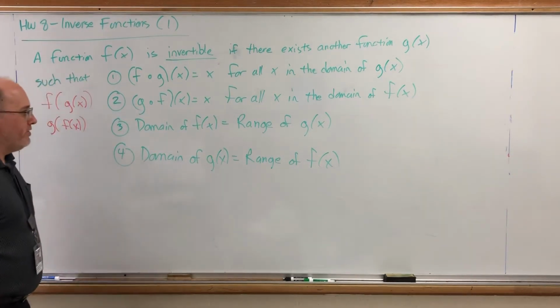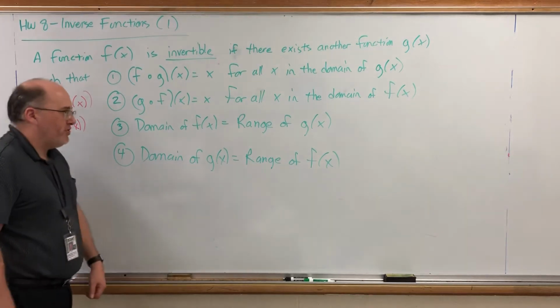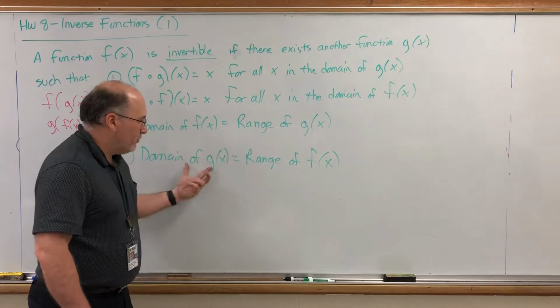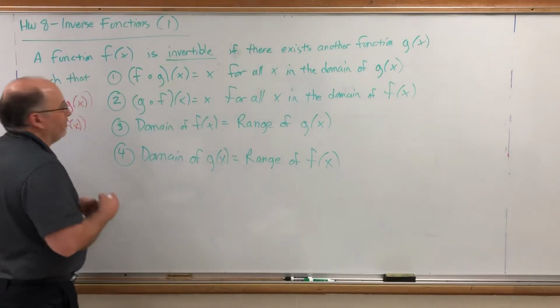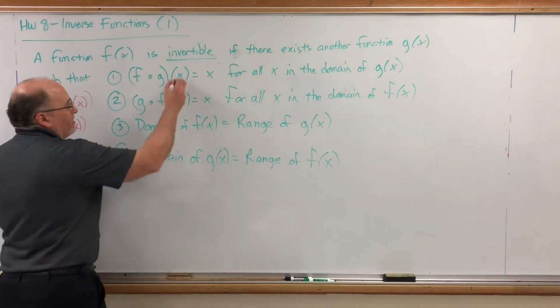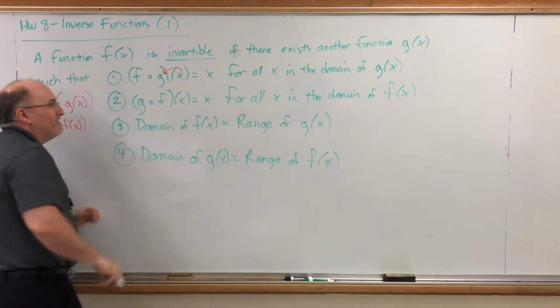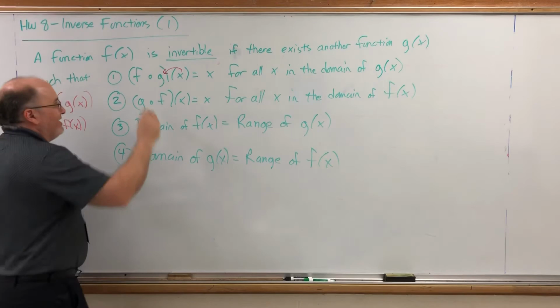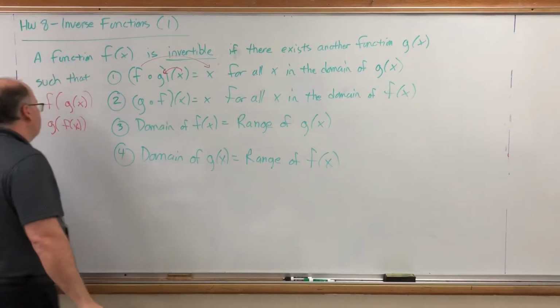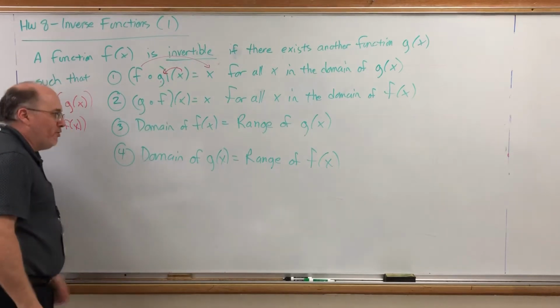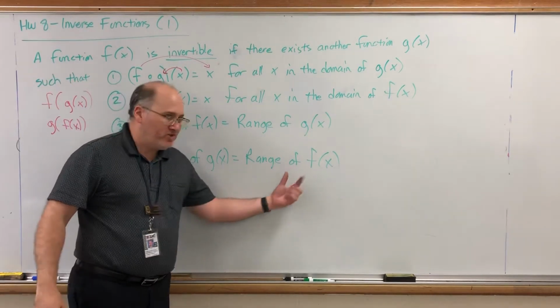The other 2 criteria are a little bit trickier to explain, but they're not that bad. The domain of f has to equal the range of g and vice versa. And the reason is really simple. Go back to the first one. If I put a number into this composition, it has to first go into the g, but at the end it has to come out of the f. So whatever goes into the g must be able to come out of the f. Whatever's in the domain of g must be in the range of f.